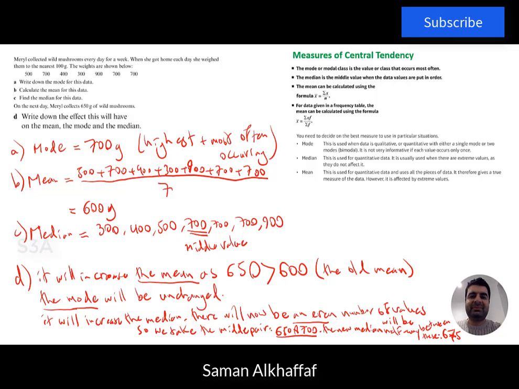So for the mean, the 650 will be bigger than 600, the old mean. The mode will be unchanged, and for the median it will increase. There will now be an even number of values, so we take the middle pair, which is 650 and 700, and the new median will be halfway between these two values, so we take approximately 675, and this will be our answer for this question.